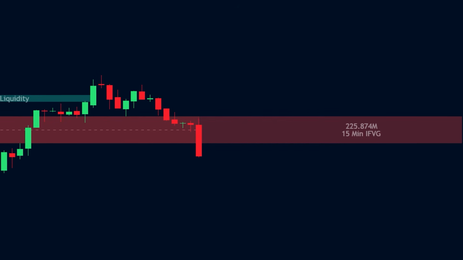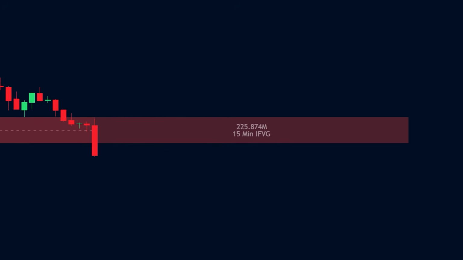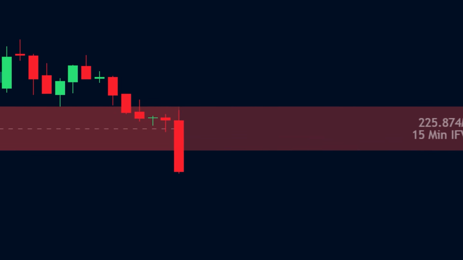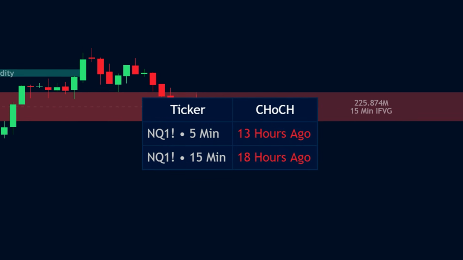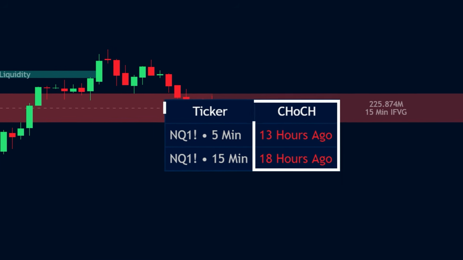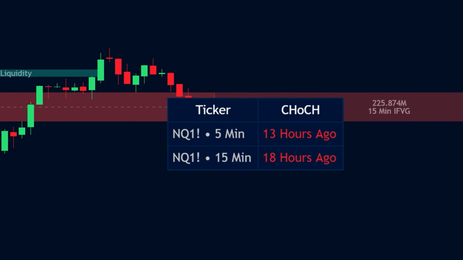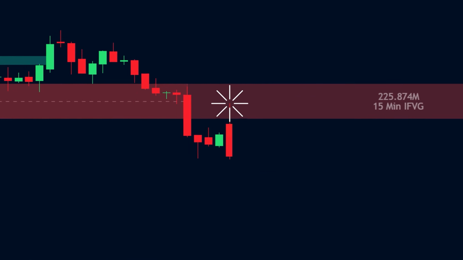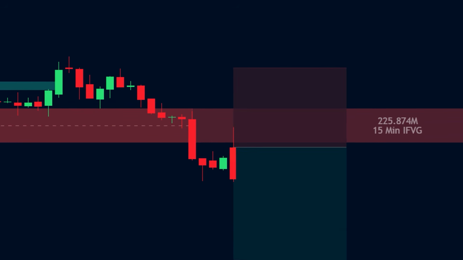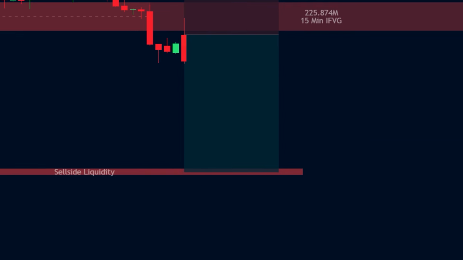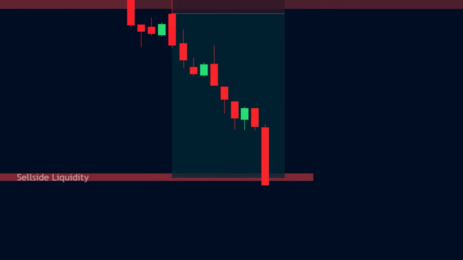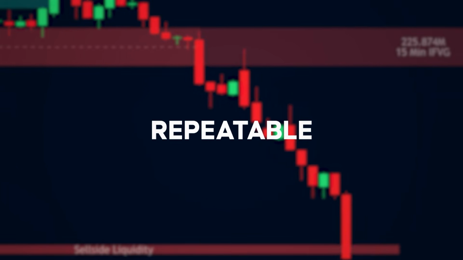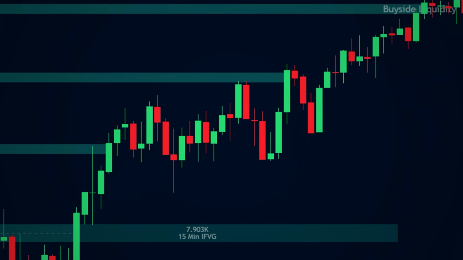This drop forms a bearish inversion FVG on the 15-minute chart, but just like with the long setup, you need extra confirmation. Check the screener. If it confirms a bearish change of character on both the 5-minute and 15-minute charts, the setup is live. Wait for price to retest the IFVG, enter short, place your stop at the recent high, and target the sell side liquidity levels below. And that's the strategy. It's simple, repeatable, and these types of setups form every single day.